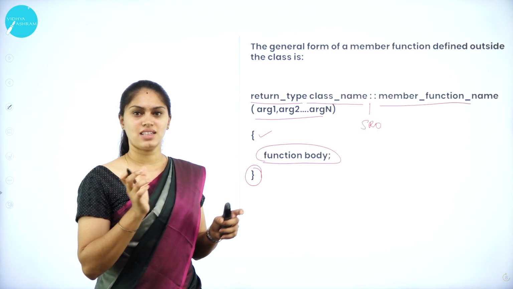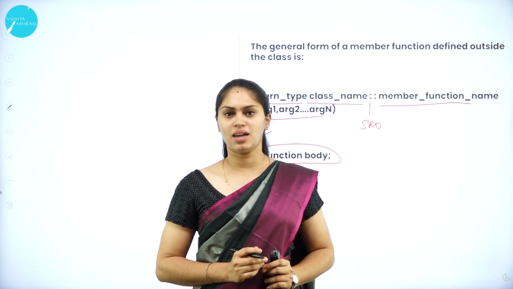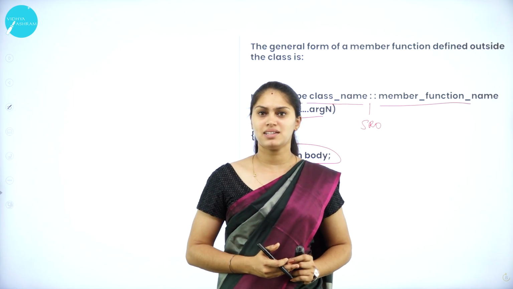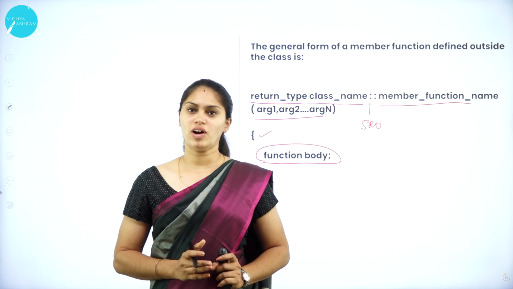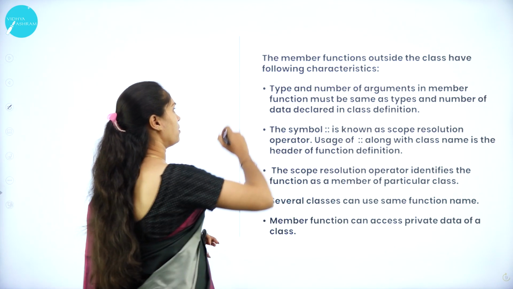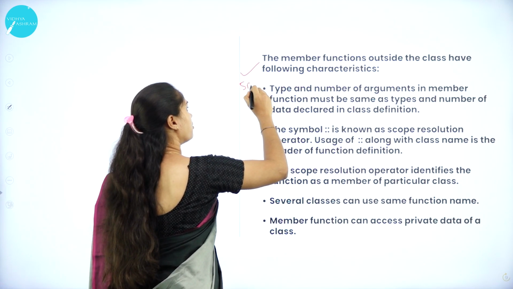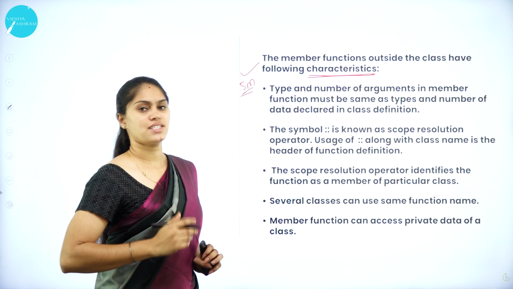Return type, class name and scope resolution operator, that is followed by member function name, and if there are any parameters required that you need to specify, then that comprises of what? Function body. So this is also very important for a 5 marks question. Write the characteristics of a member function outside the class definition.